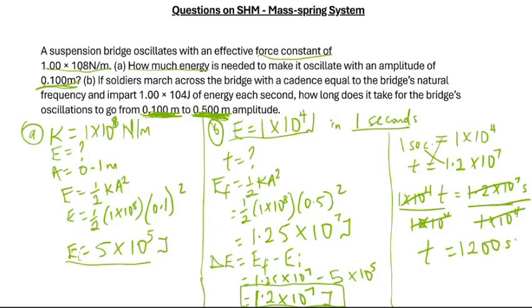1200 seconds. And if they want it in minutes, then you divide this by 60, and that is actually 20 minutes. That is how long it will take them. It means if they are still marching on that bridge for 20 minutes, the bridge will oscillate from this 0.1 to this 0.5.